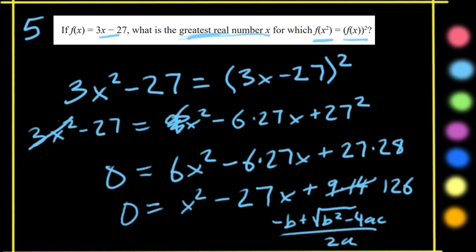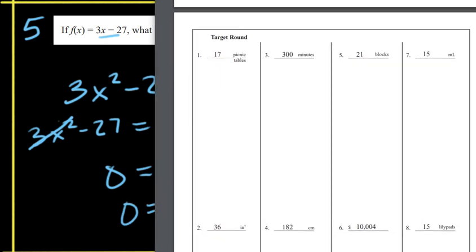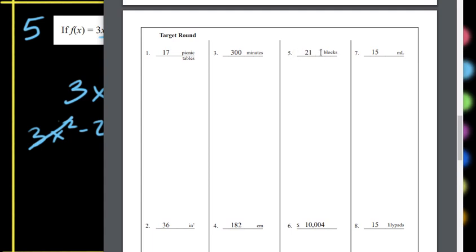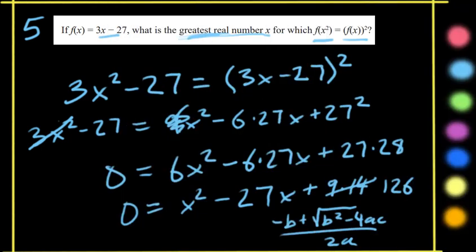For some reason, which is very strange, the answer key says 21 blocks, and I don't know what blocks has anything to do with this problem. But anyway, that was what it says. So there you go. All right, I hope you enjoyed that. We'll move on to the next one.